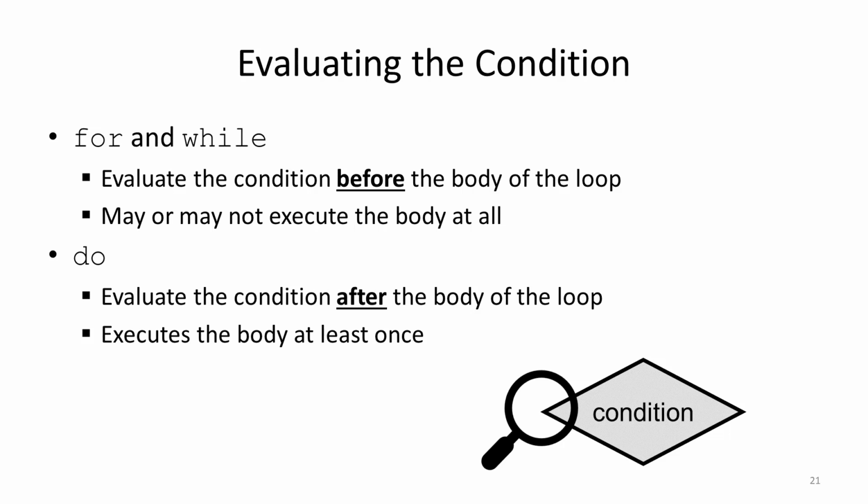In terms of evaluating the condition, in a for and while loop, the condition is evaluated before the body of the loop. This means that the loop may or may not execute at all, but in a do loop, the evaluation of the condition is after the body of the loop. And this is why it executes the body at least once.